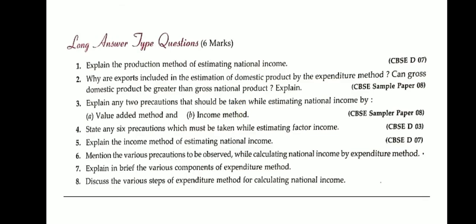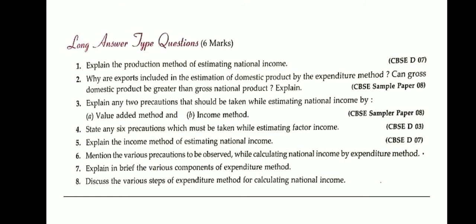Now there are certain important questions. Explain the production method of estimating national income. Why are exports included in the estimation of domestic product by expenditure method? Can gross domestic product be greater than national product? Explain any two precautions that should be taken while estimating national income, that is value added and income method both. State any 6 precautions which must be taken while estimating factor income.